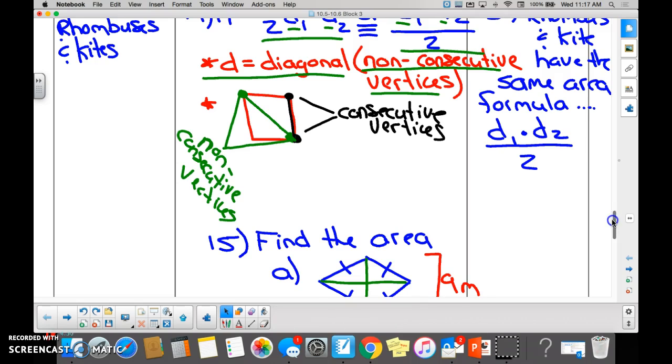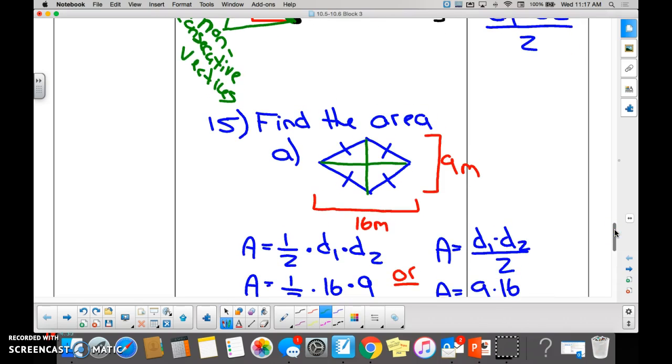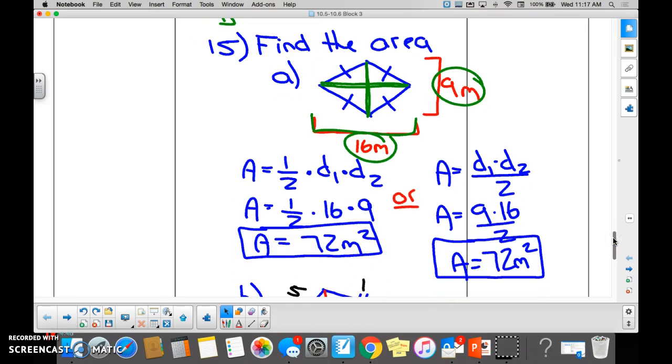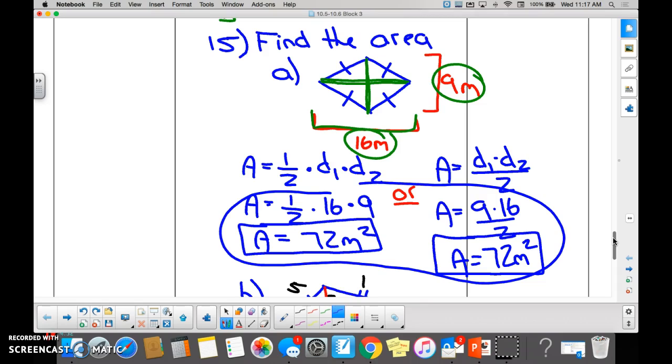Wonderful. And then to find the area of a shape like number 15, is this our diagonal? Yes. What's the length of that diagonal? 16. Is this a diagonal? Yes. What's the length of that diagonal? So you simply take those 2 measurements and plug them into your formula. So we use both formulas here. We've got 1/2 times 16 times 9, which gives you 72, or we use the second one, 16 times 9 divided by 2. Okay?